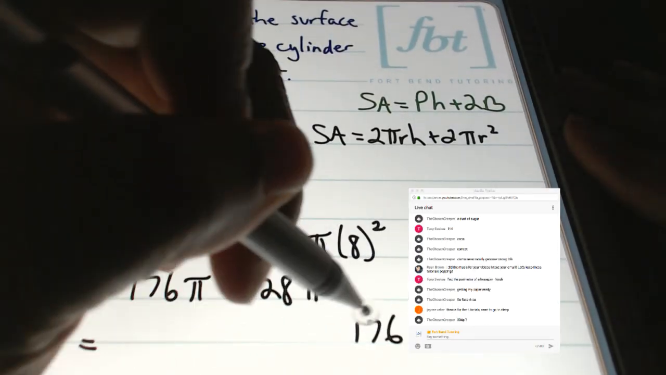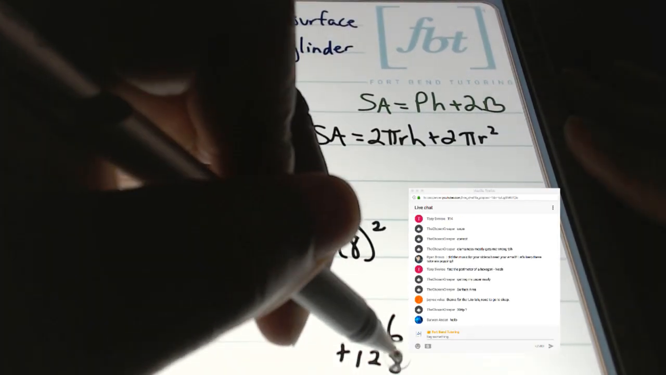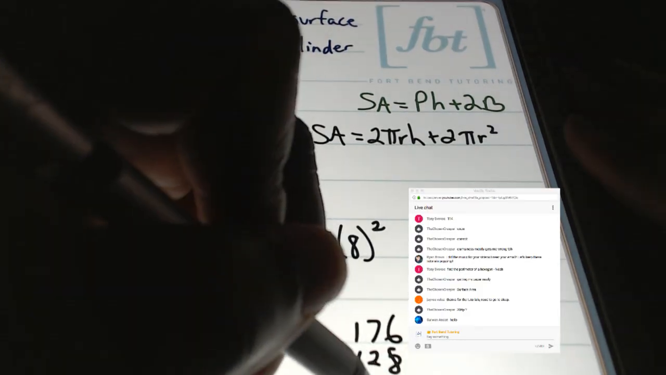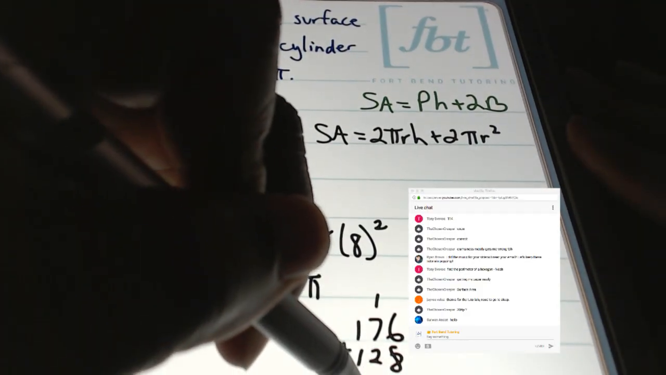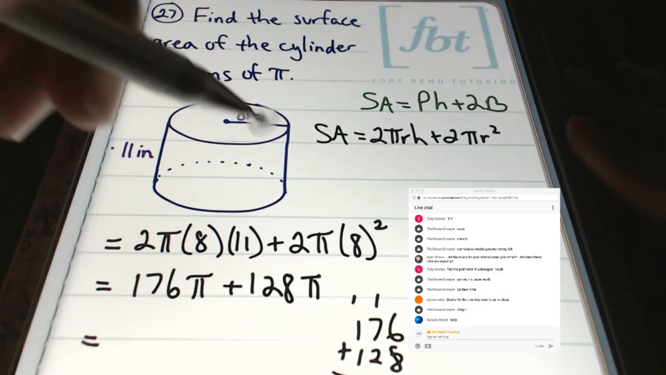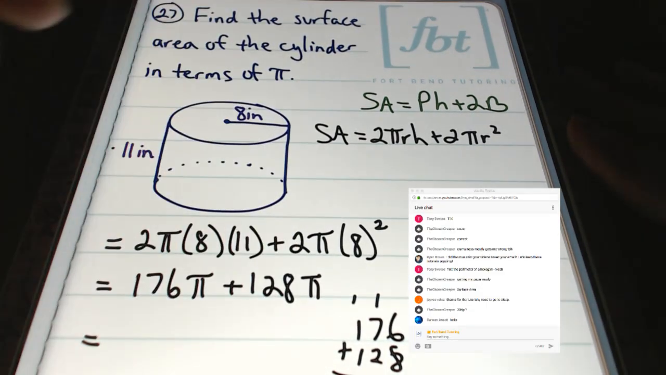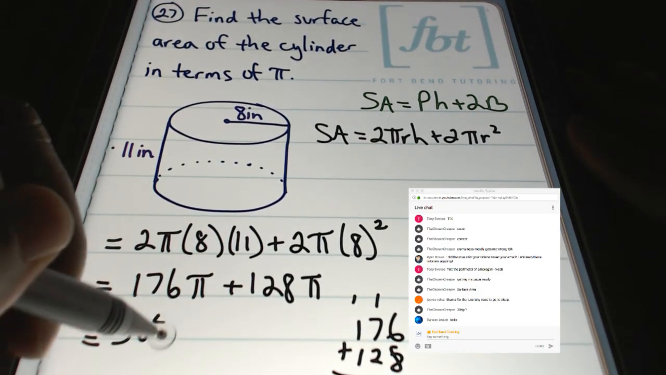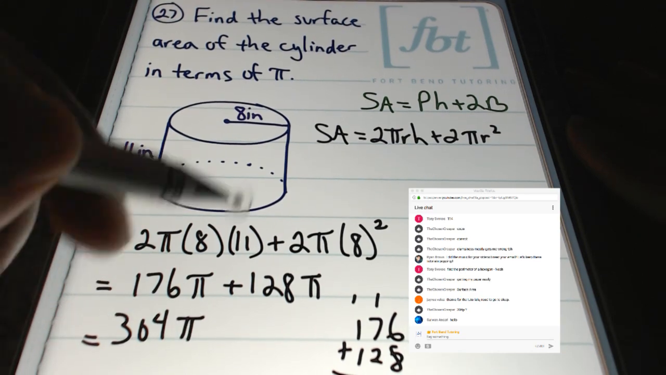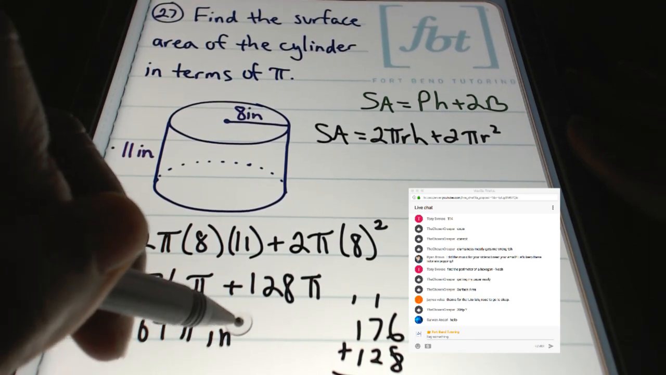So what is this? We have 176 plus the 128. Let's go ahead and figure this out. We'll end up with the carrying. We got the 4 carrying. We got the 10, we're going to carry that. We got, is it 304, guys? We end up with 304 pi inches cubed for the volume.